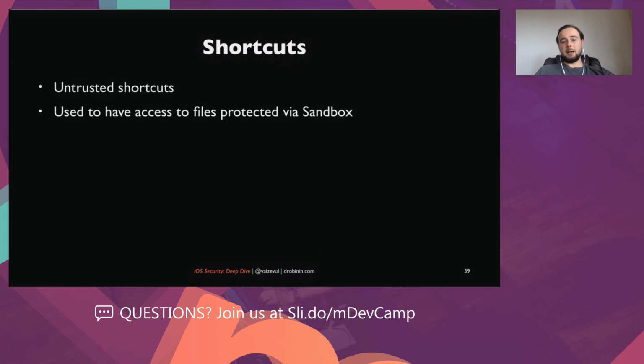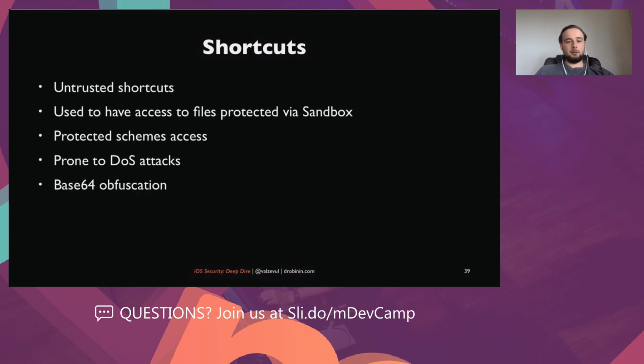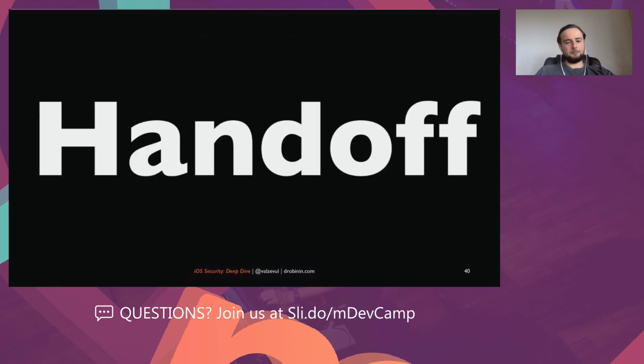They used to have access to files protected via sandbox, so nowadays it's fixed. They used to have access to protected schemas access. It's fixed as well, but we never know what might get changed. And they're prone to denial of service attacks. So let's say it might create thousands and thousands of photos in your folder. These shortcuts themselves might be obfuscated to hide the malicious code.